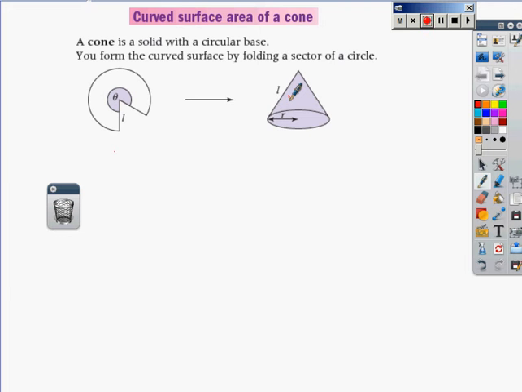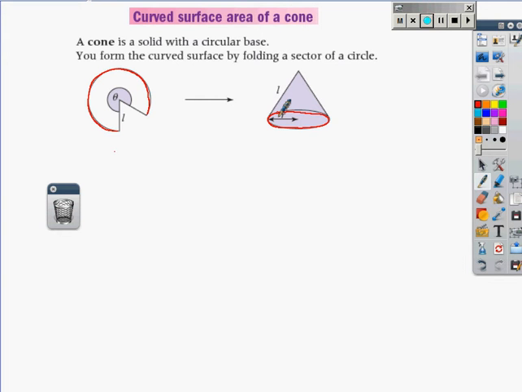Now what is a cone? A cone is a solid with a circular base, and you make one of these cones by taking out a sector of a circle and then folding it together to create this three-dimensional shape. So we know that the arc length of our sector, I'm going to draw over that in red, when we fold that to make our 3D shape, that arc of the sector becomes the circumference of our cone.